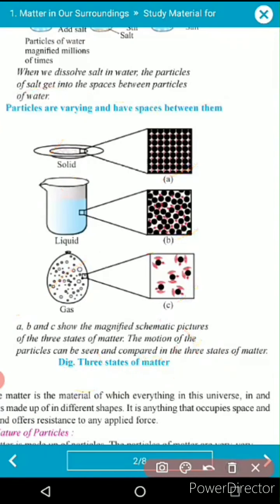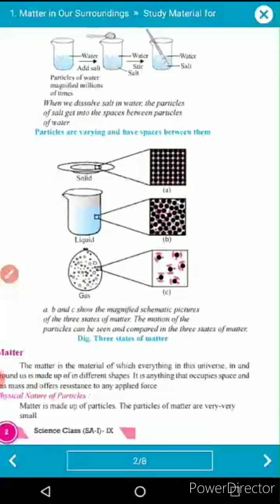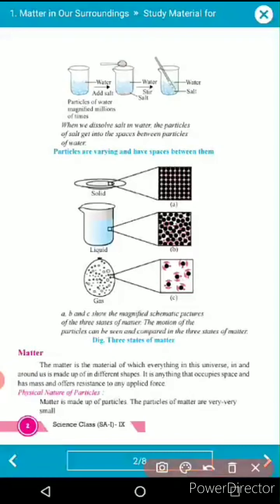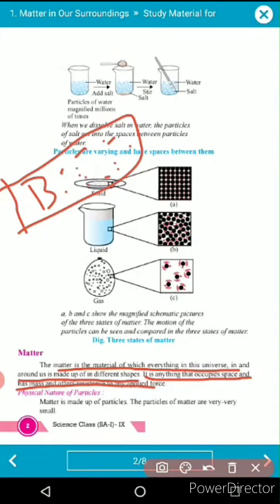Understood? Here the definition of matter is given. From the definition we can conclude that matter is the material of which everything in the universe around us is made, in different shapes. Anything that occupies space and has mass is matter. And matter is made up of particles. For example, I already told you the brick is made up of very tiny particles. The particles are very small.